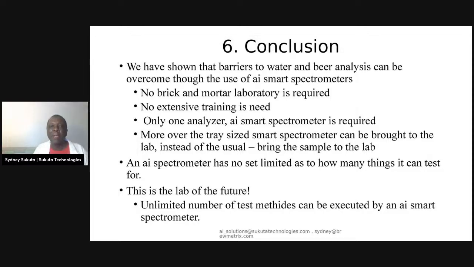Moreover, the trace size spectrometer can be brought to the sample. Usually when you have a sample, you have to go to the lab. Now you can take the lab, which is the spectrometer, to the sample. And there's no set limit. We're not going to say you can only do 5. You can do 5, 50, 100, whatever. It's up to your imagination and the limit of your computer. So we think this is the lab of the future.